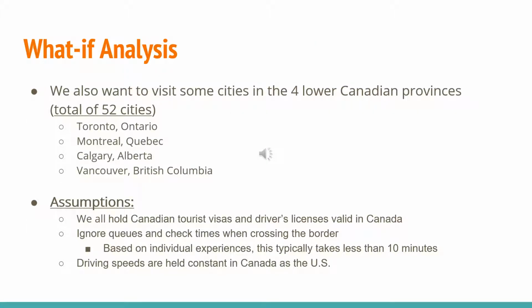So for our what if scenario, we're going to say that we want to visit 4 additional cities in the lower provinces of Canada. Canada is really cool, and we'd all like to visit Canada as well. So these cities will be Toronto, Ontario, Montreal, Quebec, Calgary, Alberta, and Vancouver in British Columbia, bringing us to a total of 52 cities to visit.